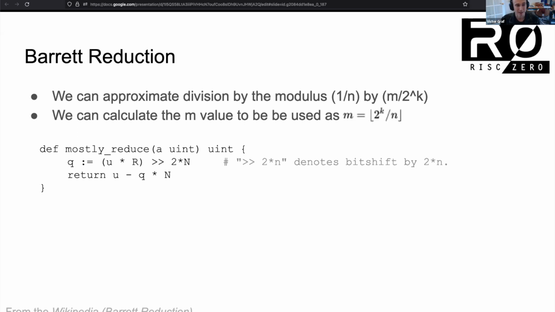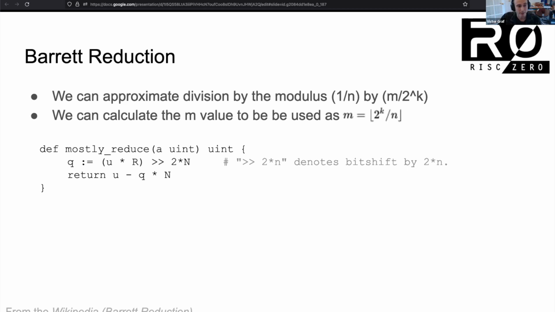The way you actually do this is in the formula below: u times r, bit shifted to the right by 2 to the n. You can think of this as a base shift; in our base 10 digit notation, this would be a shift of digits. That shift influences the division, and the multiplication plus the division allows it to be close to a multiplication by 1/n, which is equivalent to a division. Then, as before, you take the quotient, multiply it by the modulus, and subtract it from the original value, and you get a mostly reduced form.